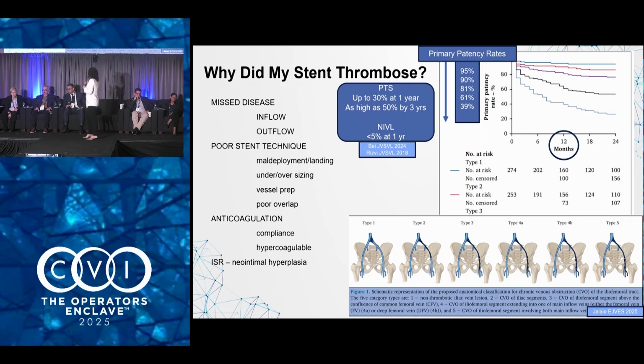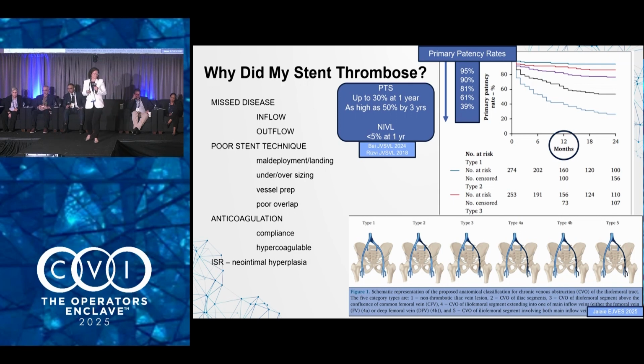You start to see a bit of a drop because you have more extension of the occlusive disease. But once you start to involve the profunda or the superficial femoral vein in type 4A and B, that's where we really start to see the drop in patency of stents. So here we start to drop to 60%. And if you have both vessels involved, that's a type 5. Patency is only 39%. So those are probably the patients that shouldn't undergo endovascular reconstruction.